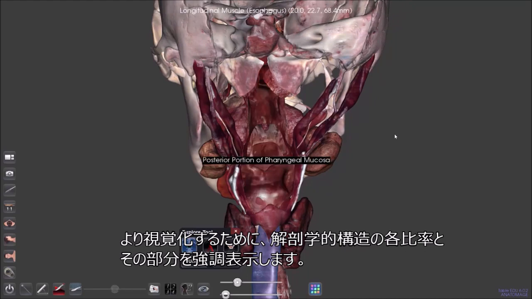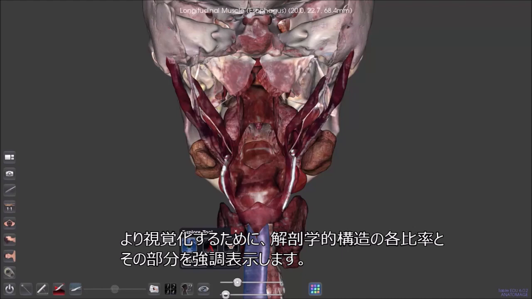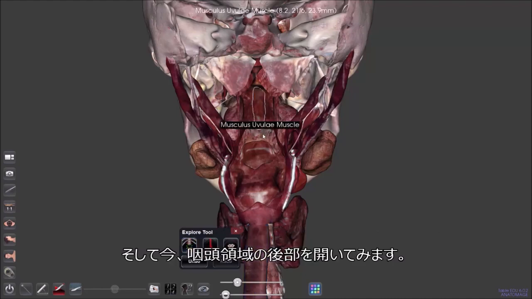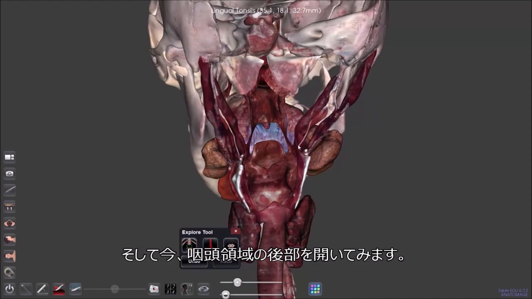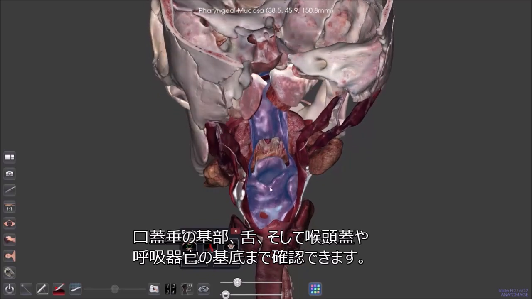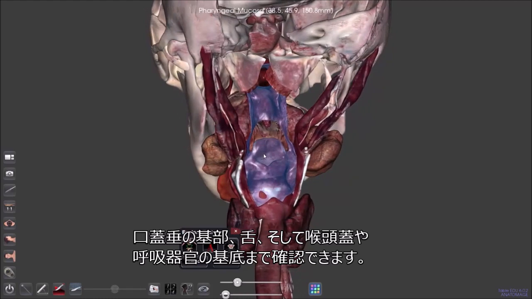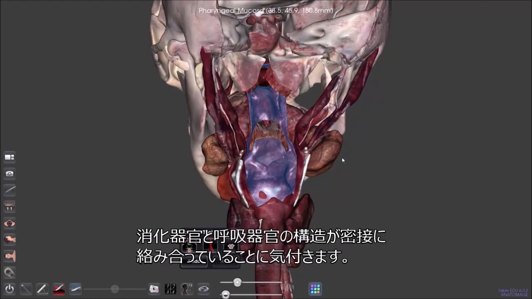So now that we open up the posterior portion of the pharyngeal region, we can start to see inside, to take a look at the base of the uvula, the tongue, and we can even start to see the epiglottis and the base of the respiratory system. We can notice how closely these two systems are intertwined. We can understand the 3D relationships between the two. So now we can focus on this in a different type of visual.